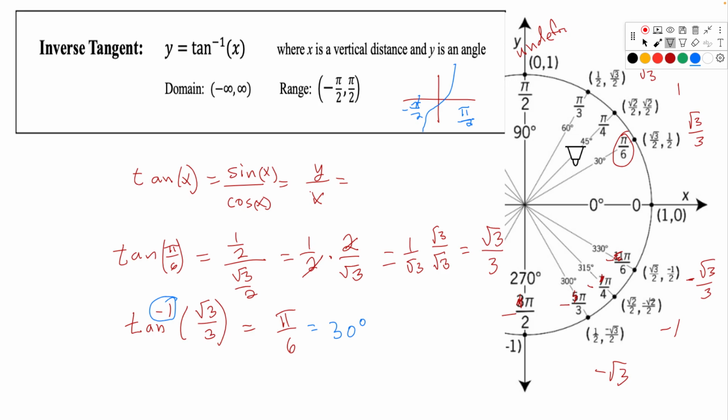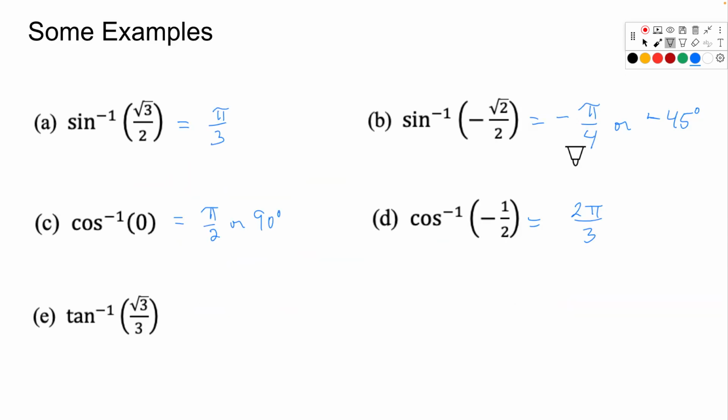Okay. And it's positive, so that one's going to be, I forgot, that was pi over 6, or was it pi over 3? Pi over 6, thank you, which is 30 degrees.